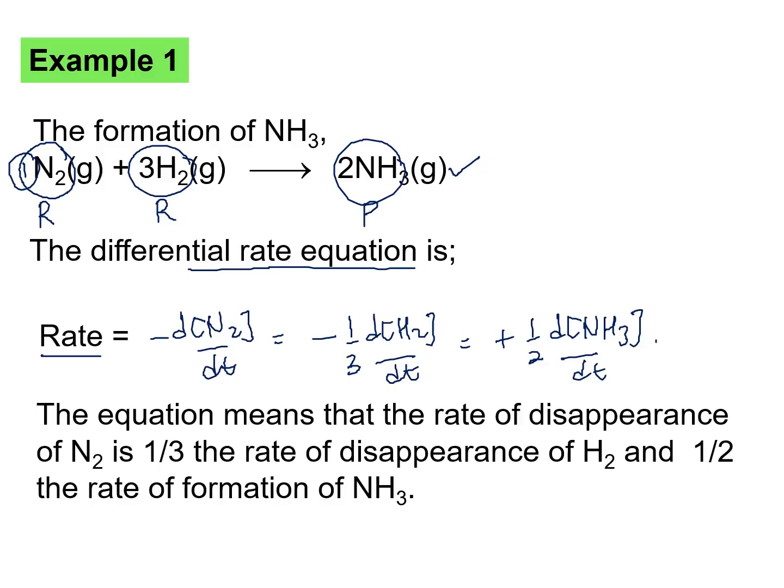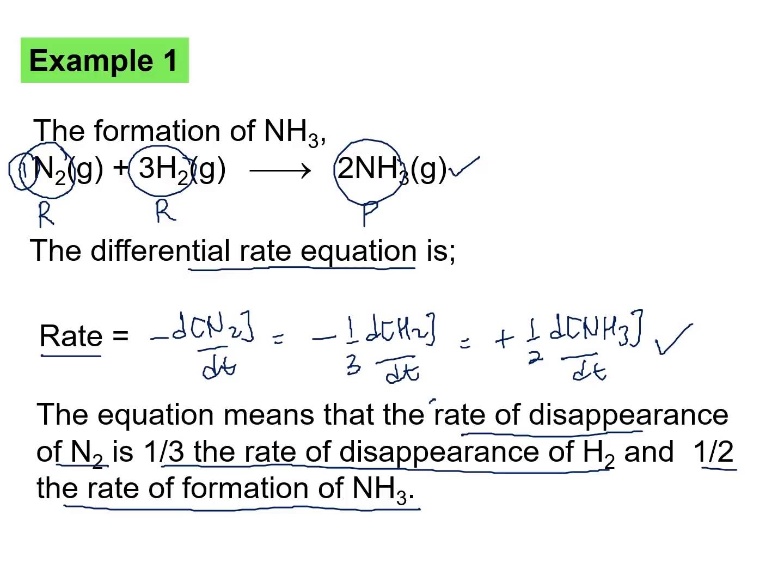So based on this differential rate equation, we can conclude that rate of disappearance of nitrogen is 1/3 the rate of disappearance of hydrogen and 1/2 the rate of formation of ammonia. So di sini terms rate disappearance adalah merujuk kepada spesies reactant iaitu nitrogen dan juga hydrogen. While terms rate formation merujuk kepada spesies product iaitu ammonia.